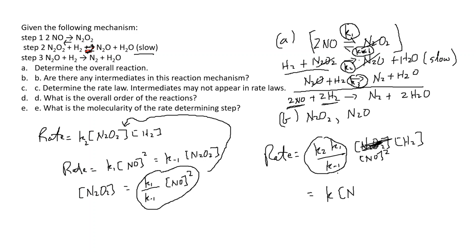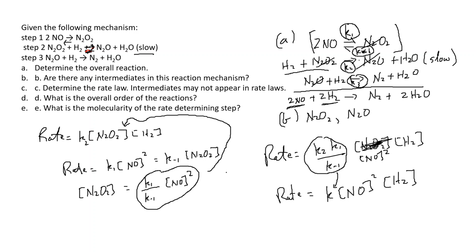So therefore, as I said before, we replace all these constants here with one constant K, and that would be equal to the concentration of NO squared times the concentration of H2. And this, ladies and gentlemen, would be the rate law for this reaction based on this mechanism. All right? So that's basically how you would do part C.